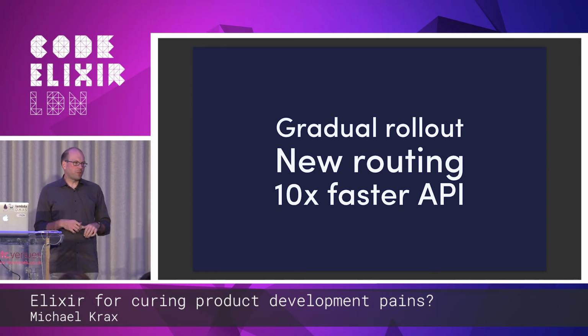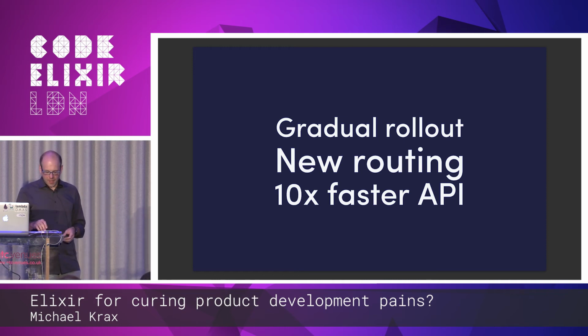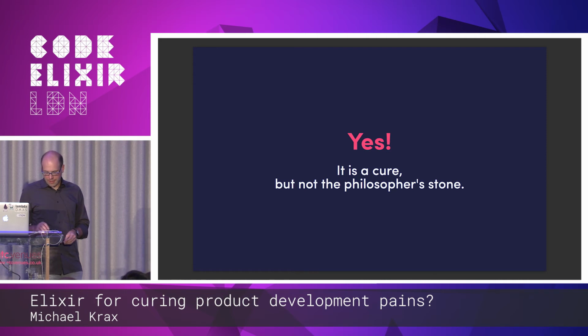Doing gradual rollout or prototyping, deploying new things into production without too much to be afraid of breaking things. Getting a new routing algorithm easily. Getting an API that is 10 times faster than the one before. So yes, it is a cure. From my point of view, it's not the philosopher's stone. That's actually not a reference to Harry Potter. Sorry. That's to the old magical thing that changes something into the elixir of life.